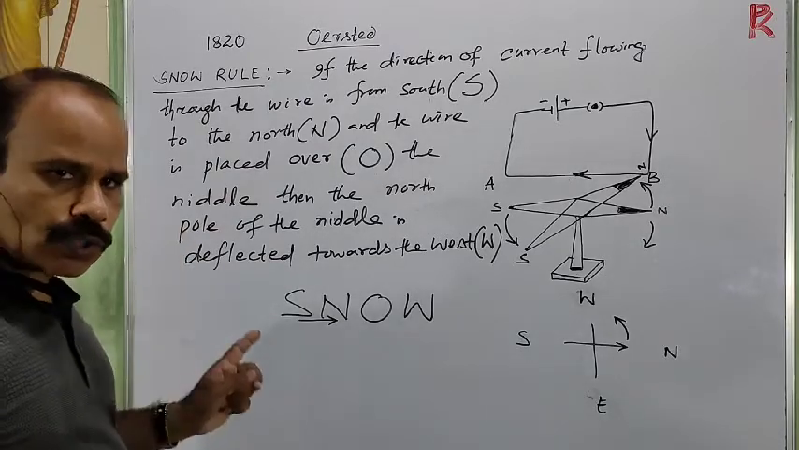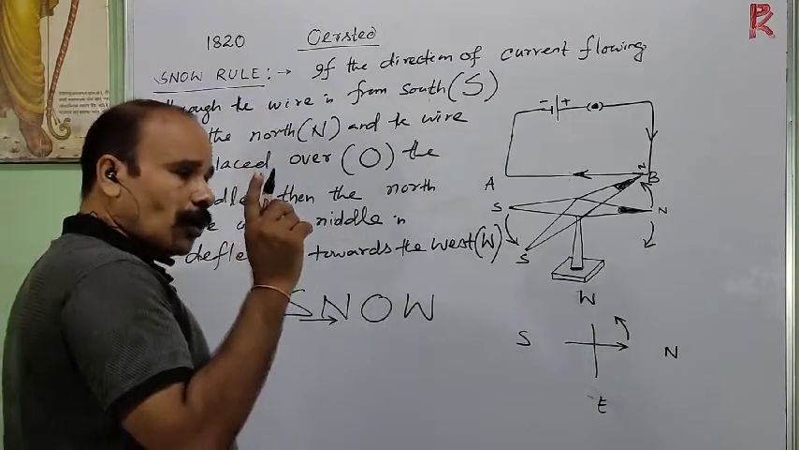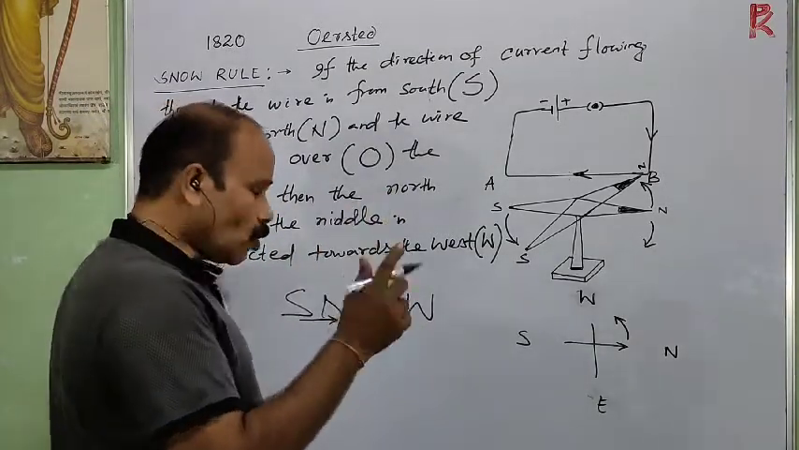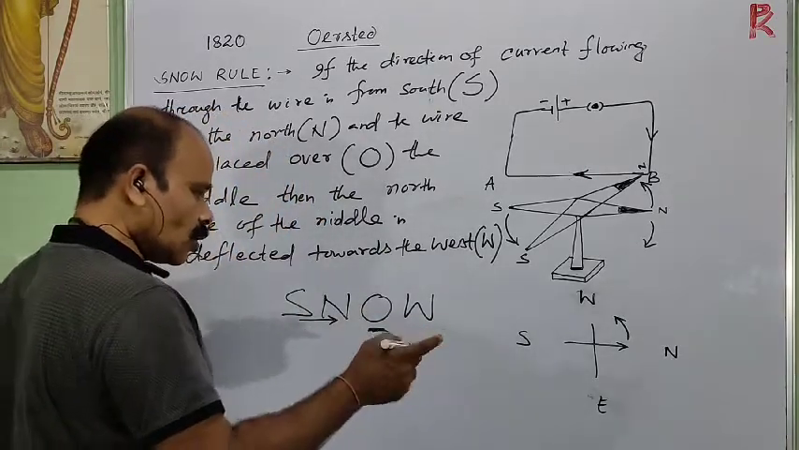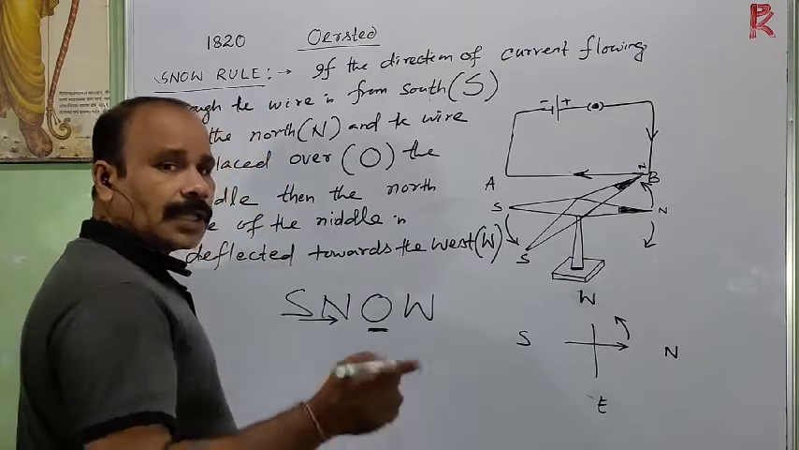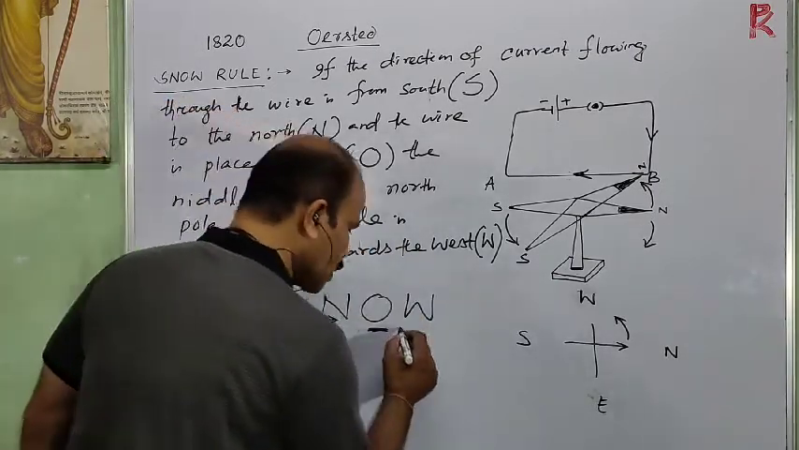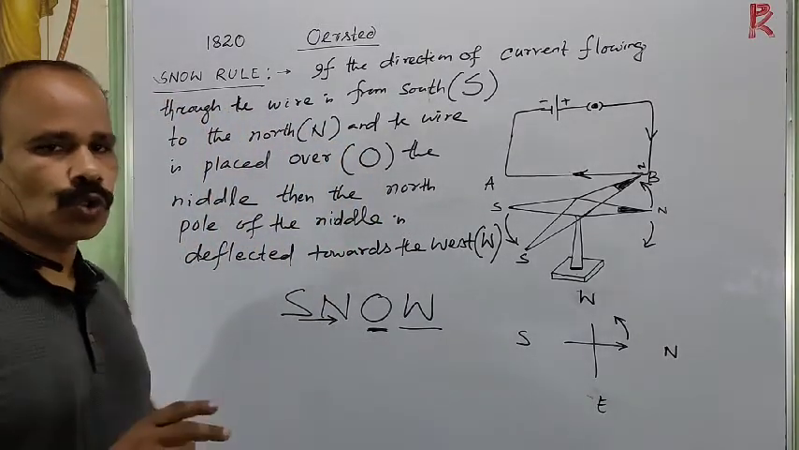if the current flows from south to north, then the magnetic needle, that means your current carrying conductor is over the needle, then the deflection of the north pole of the needle will be towards the west. This is how we will use it.